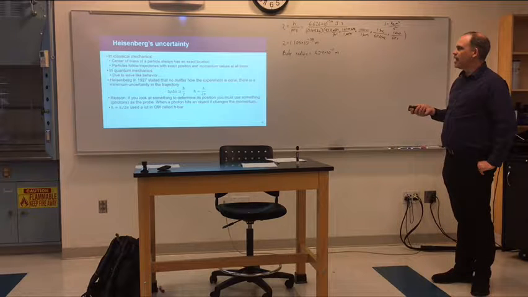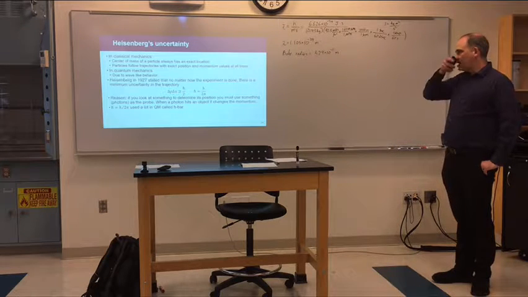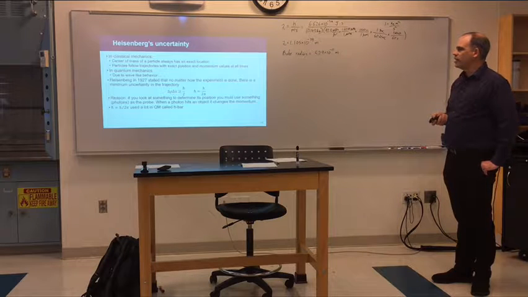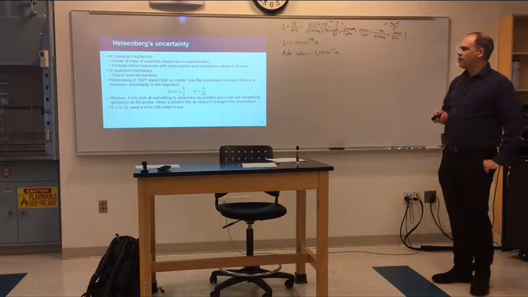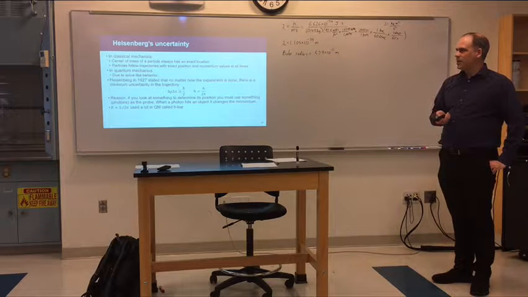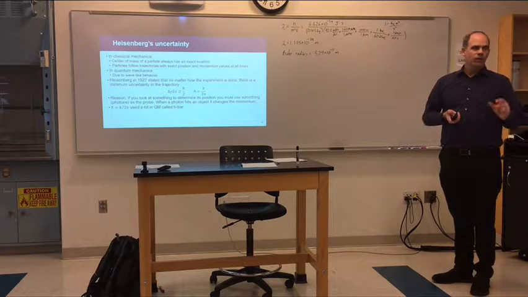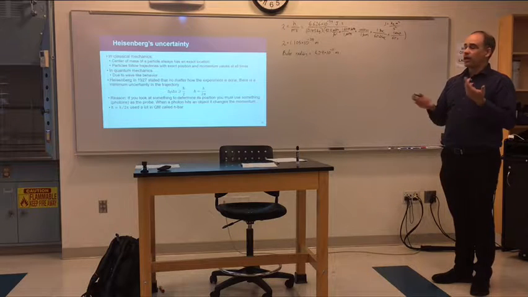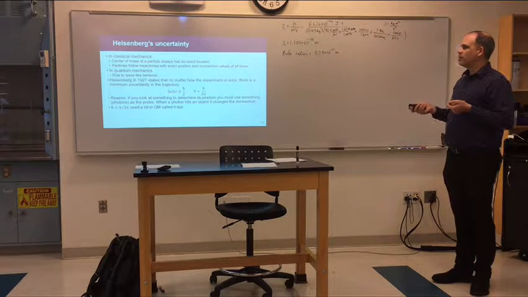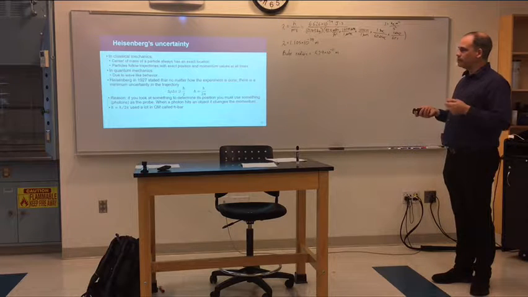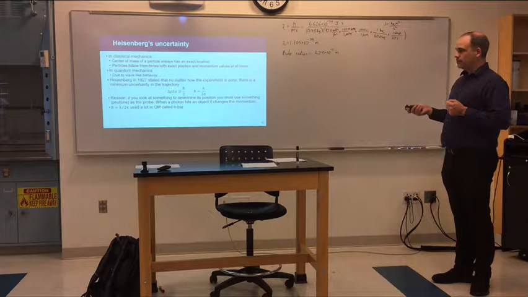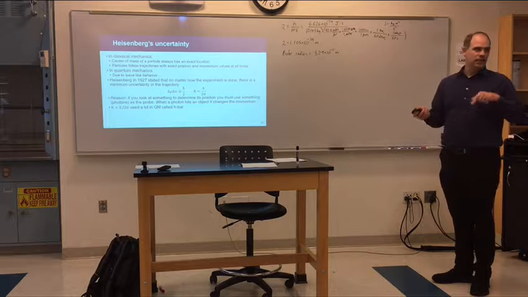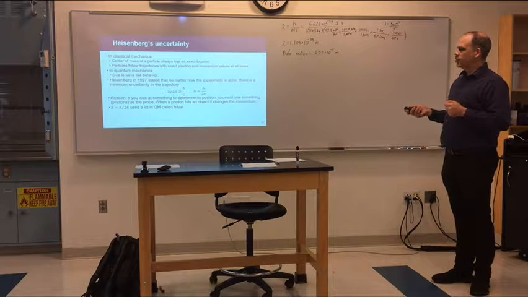So in quantum mechanics, because of the wave-like behavior, Heisenberg stated in 1927 that no matter how the experiment is done, there is a minimum uncertainty in a trajectory. So if you're looking at anything, but particularly stuff on the quantum level or the atomic level, the uncertainty in the momentum times the uncertainty in the position has to be greater than or equal to h bar over 2, which again is h divided by 2 pi, over 2, right?